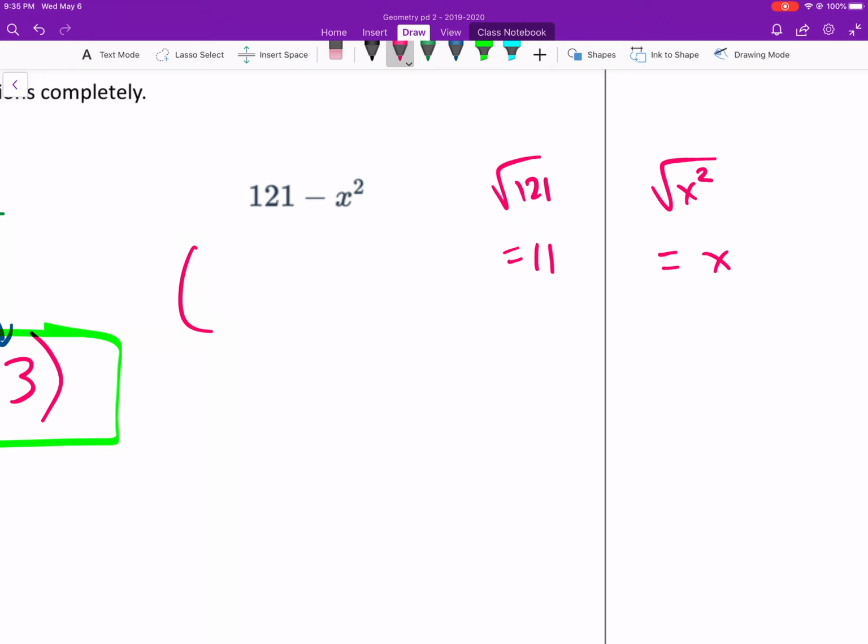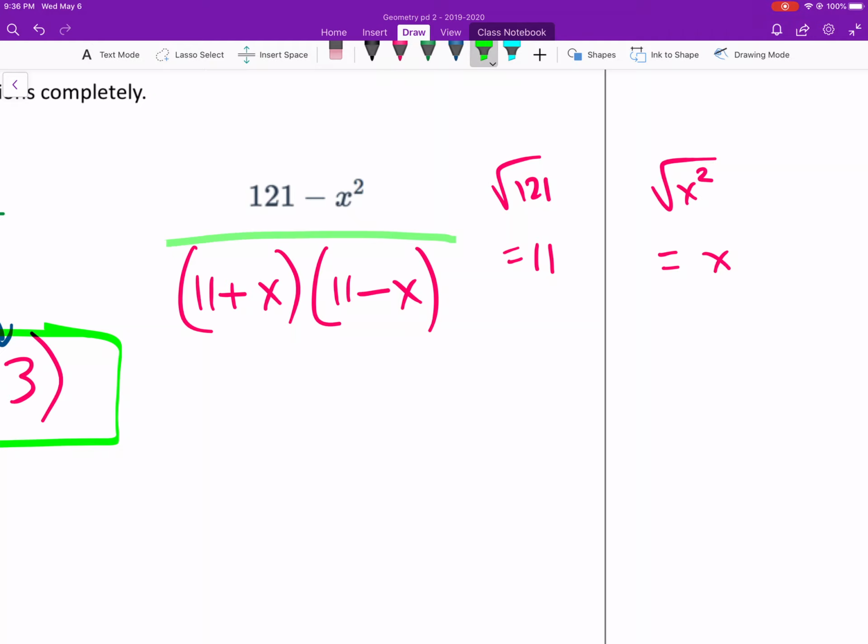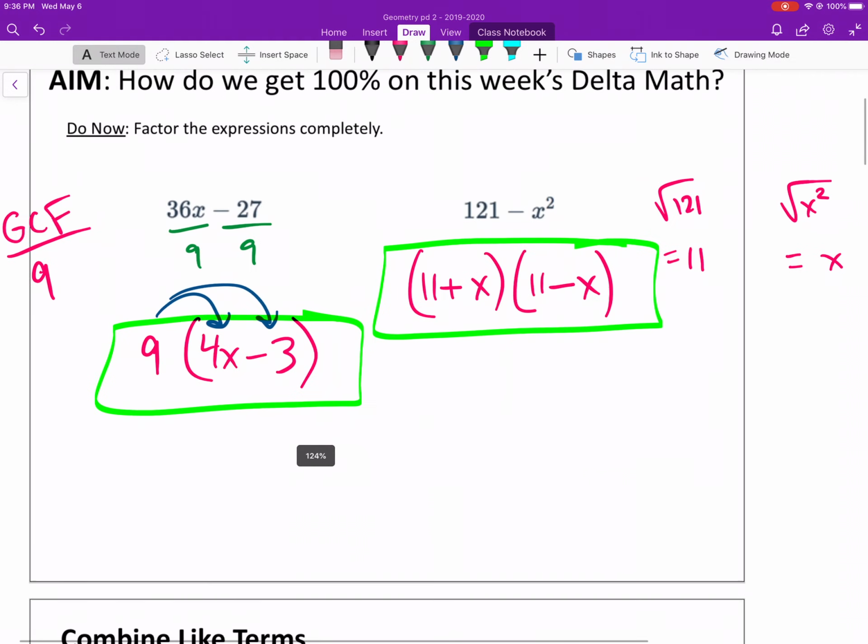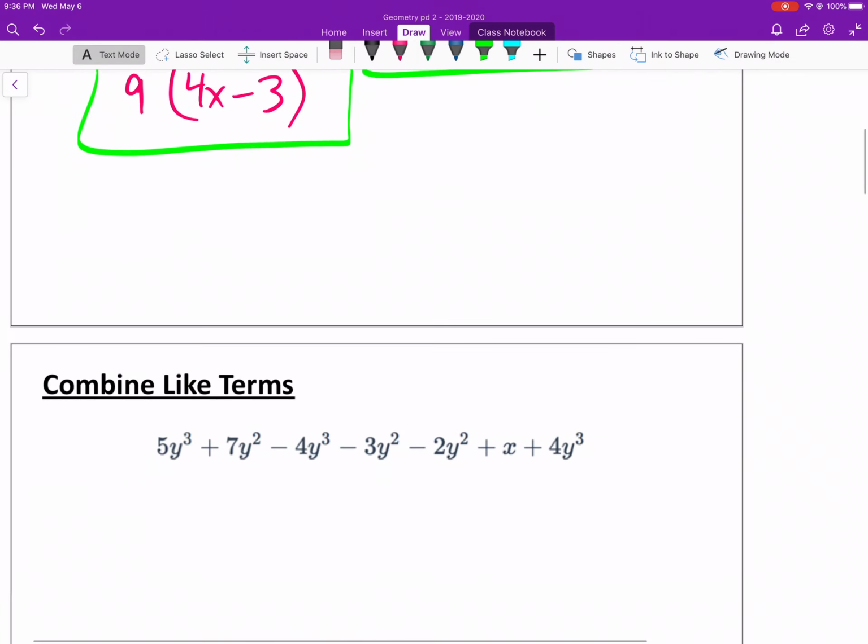So this time, two sets of parentheses. Put your 11 and your x, and remember with dots, it ends up with one positive and one negative. And you will see very, very similar examples when you work on your Delta Math if you haven't yet.